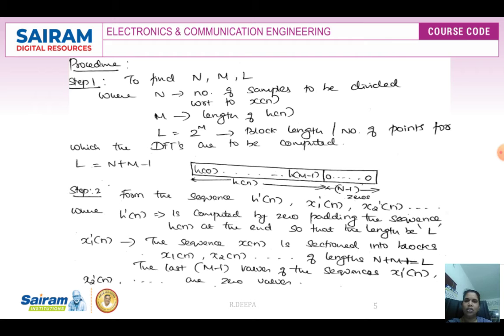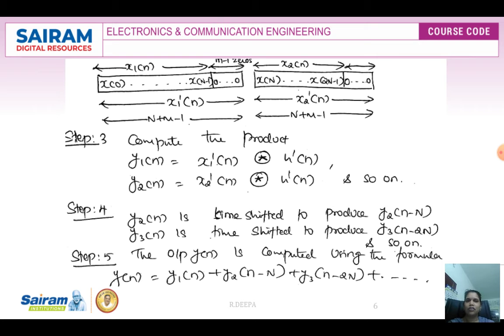In the same way you need to do for x2 dash of n, x3 dash of n, x4 and so on, based on the length of x of n given. This is what is shown in the first figure. So take the given x1 of n as such and add m minus 1 zeros so that the entire length becomes L. The same way you need to do for x2 of n, x3 of n and so on.